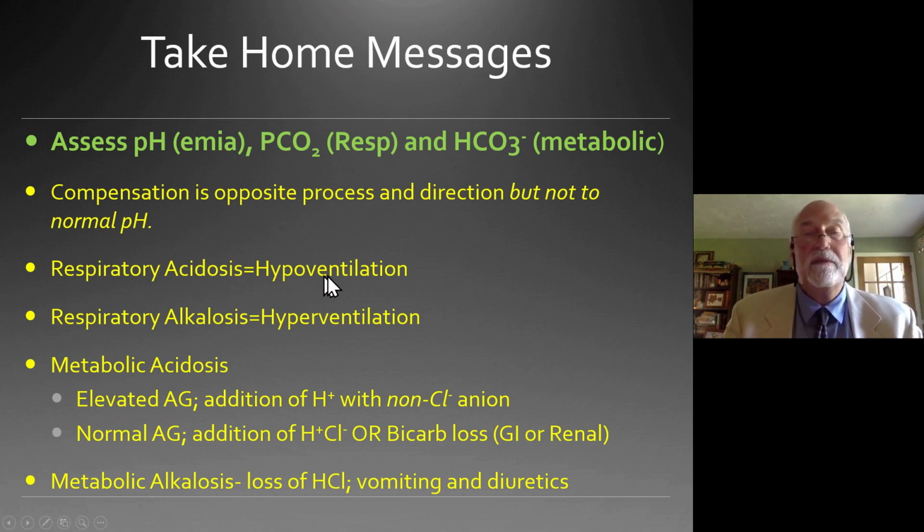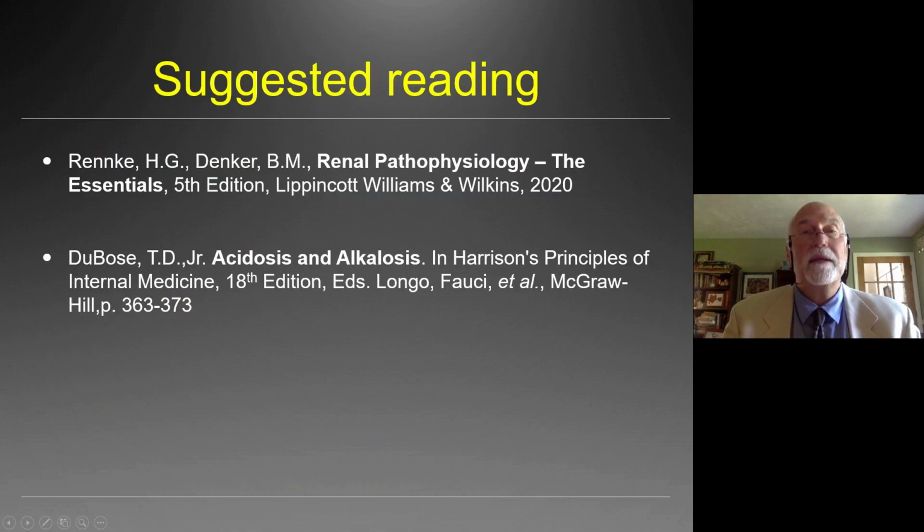Respiratory acidosis is defined as hypoventilation, and for the alkalosis, hyperventilation. When thinking about a metabolic acidosis, a high anion gap is the addition of a proton with a non-chloride anion. So ketones, toxic metabolites, lactate, whereas a normal anion gap can be achieved by retaining HCl through a renal mechanism or through a bicarb loss through a GI or renal mechanism. Metabolic alkalosis, the differential is shorter. It's loss of chloride, and the two ways that are most commonly seen are with vomiting and diuretics.